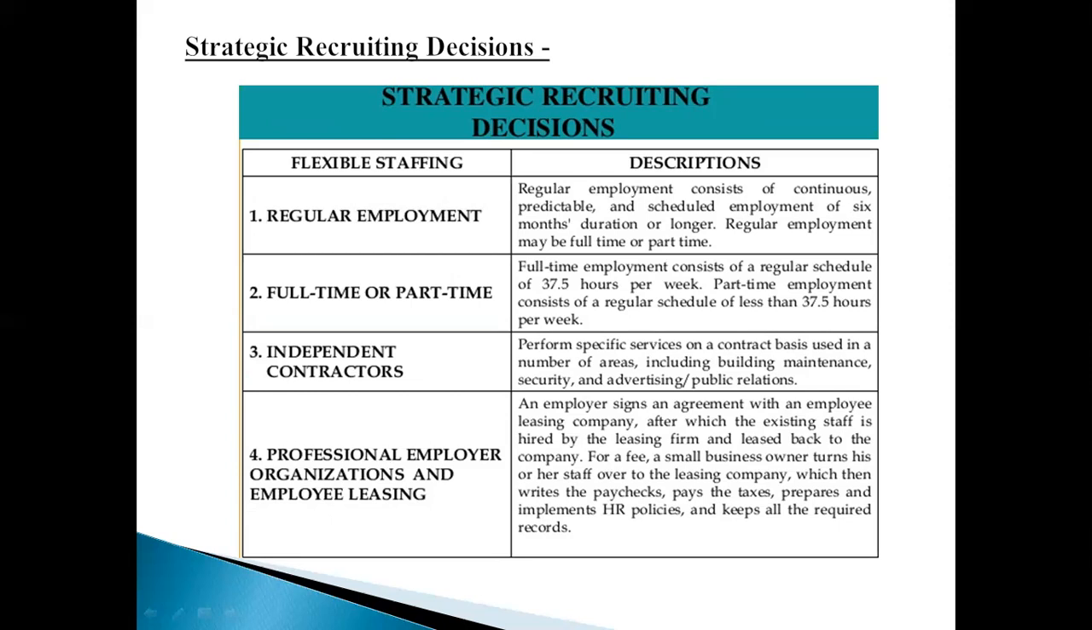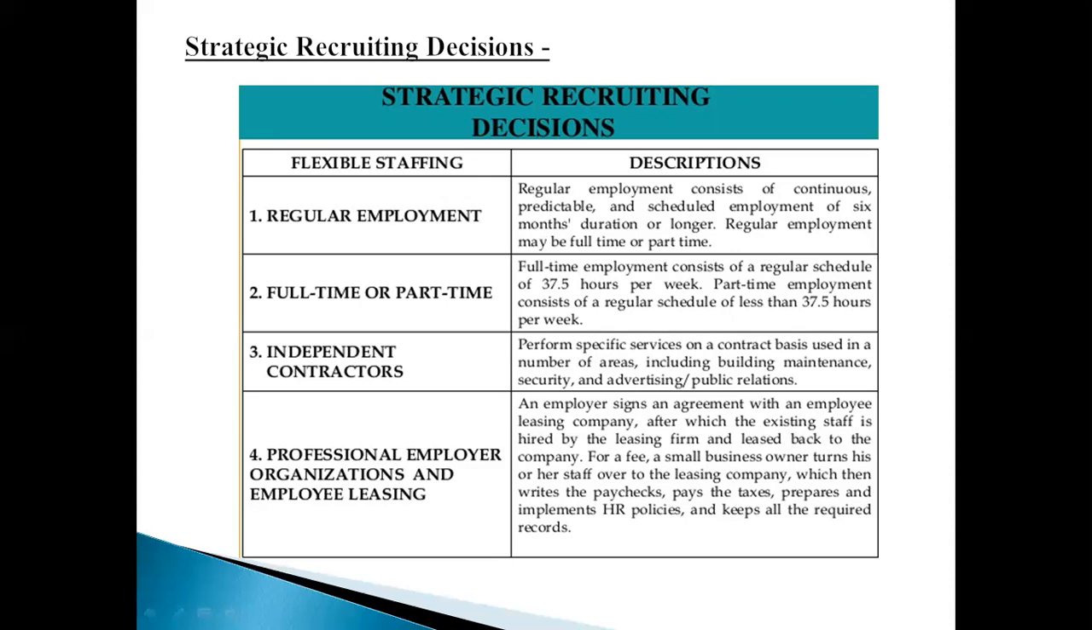Now, independent contractors perform specific services on a contract basis, used in a number of areas including building maintenance, security, advertising, public relations. They perform specific services on a contract basis. They are not permanent. They do the job in the organization on a contract basis through the contractors.